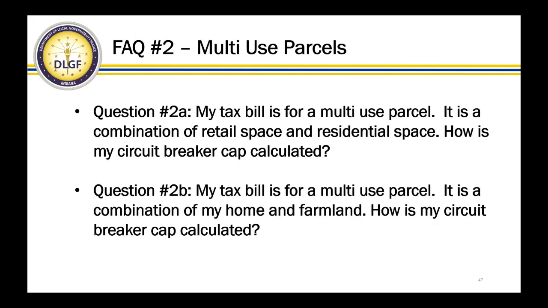Question number two is one that we kind of touched on, but I wanted to put a sharper point on it. And that's how we handle multi-use parcels. Three different times during the course of the presentation, we talked about different types of AV. In question 2A, this is a taxpayer who has a combination of retail space and residential space on the same parcel. And question 2B is looking at an individual who has both their homestead and farmland on the same parcel. In those cases, how do we calculate our circuit breaker cap?